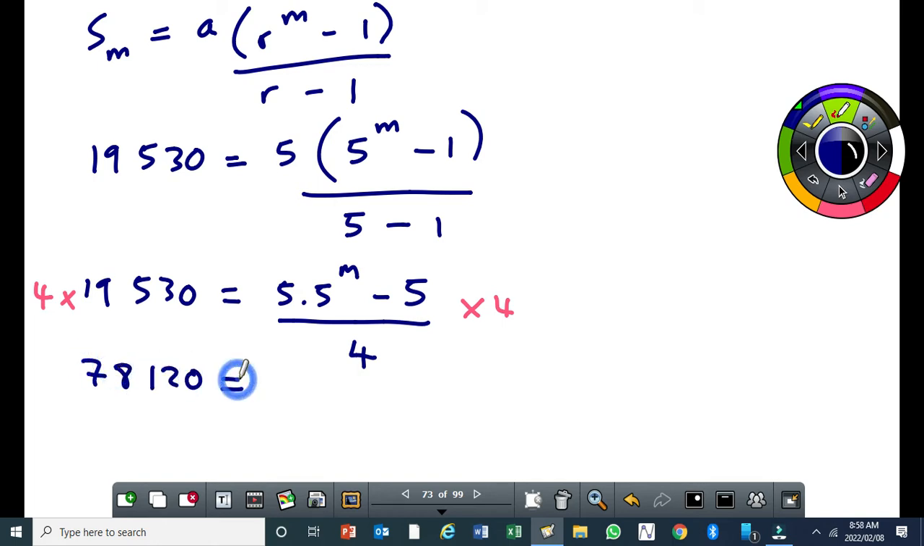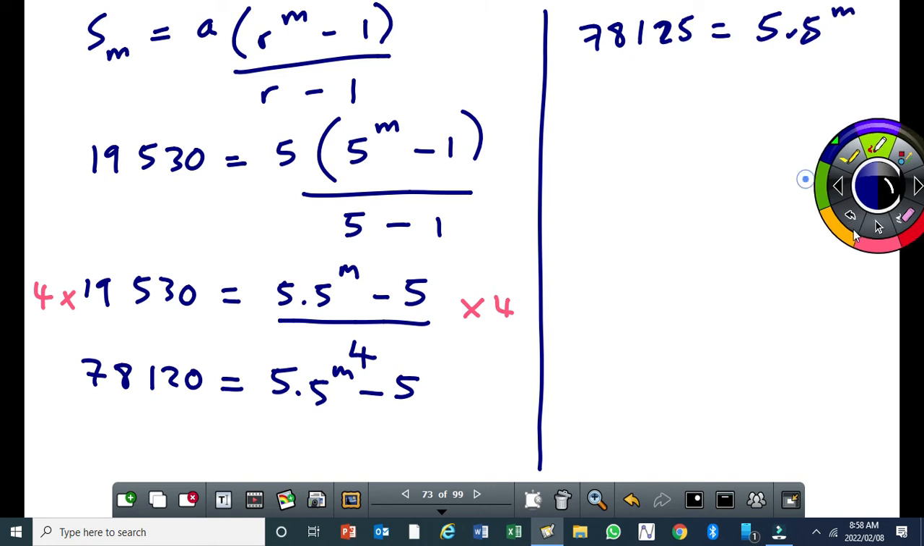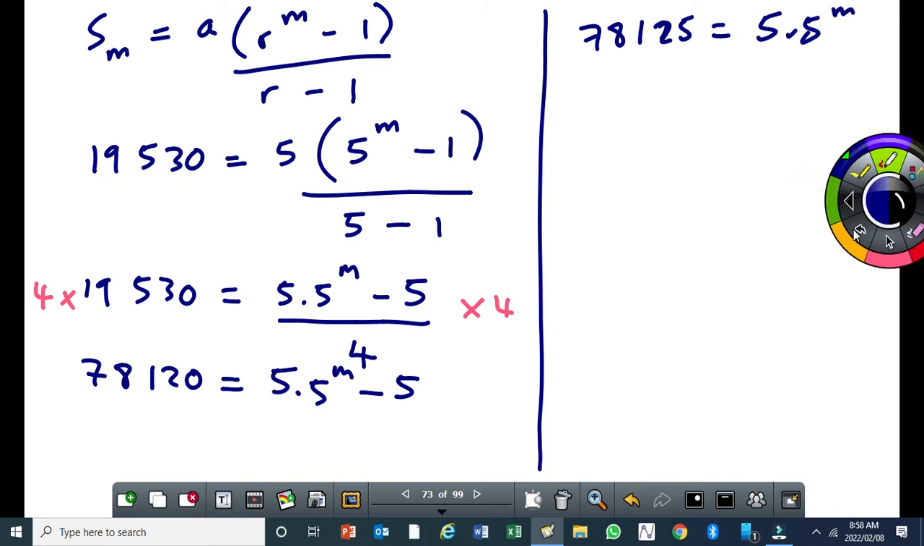120 will be equal to 5 times 5 to the power of m minus 5. Well, I need to subtract that minus 5. So if I add 5, if I take this minus 5 to the left, sorry, I'll get 78,125 is going to be equal to 5 times 5 to the power of m. Then, once you get here, you divide both sides by 5.